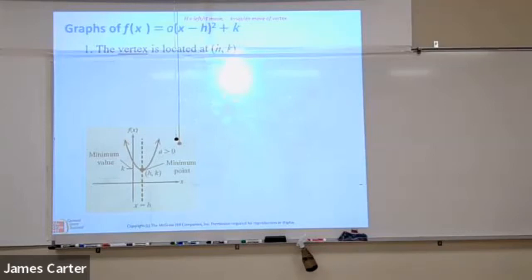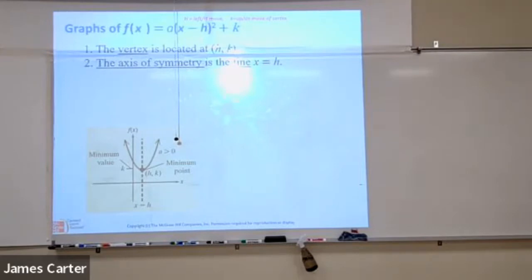Okay. As k gets bigger, the vertex starts higher. As h gets bigger, the vertex moves either farther left or right, depending on the sign. Okay. If k is negative, then the vertex starts getting lower, and so on.